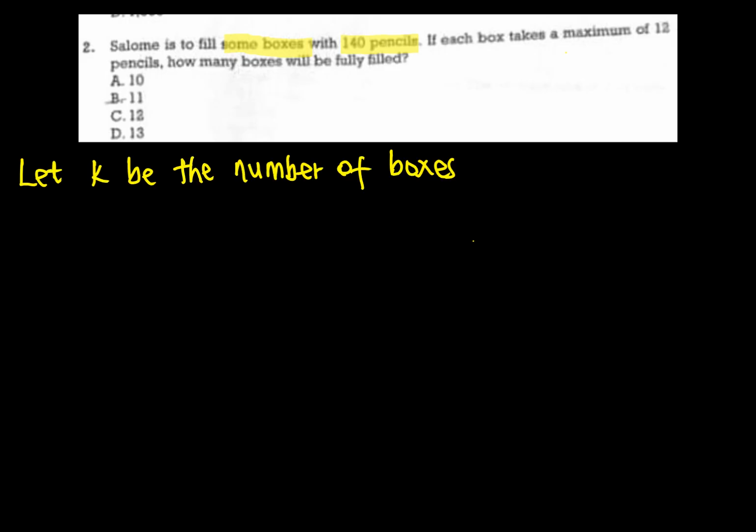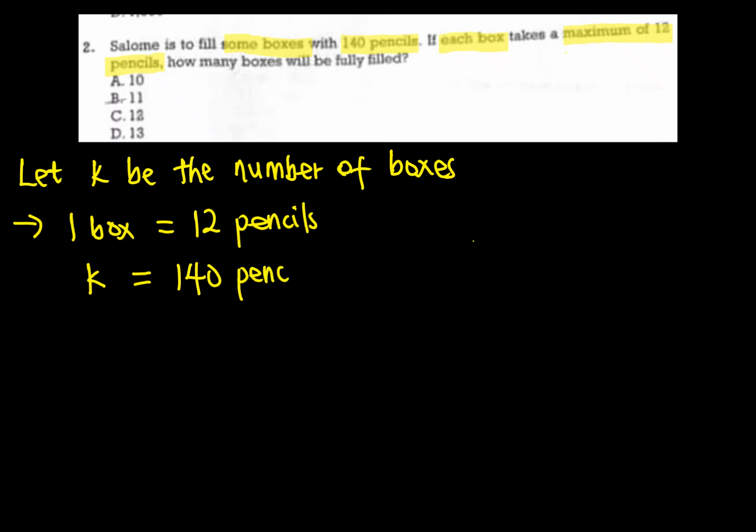The second part of the question is saying that if each box takes a maximum of 12 pencils, how many boxes will be fully filled? So the second part of the question is saying that if one box can be filled with 12 pencils, then how many boxes, which is the K, can be filled with 140 pencils? The moment you do this, then you apply the idea of ratio and proportion.